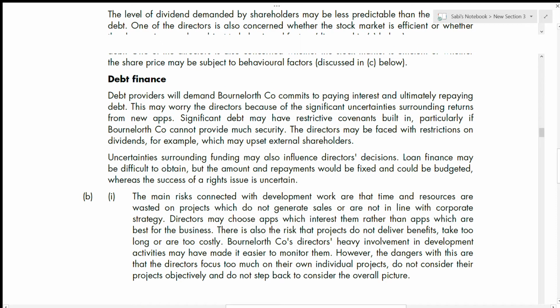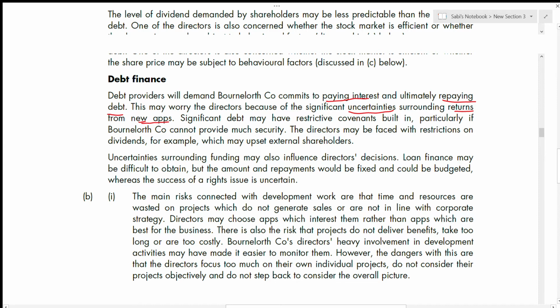So debt providers will demand the company pay interest and ultimately repay the debt. So here you have to pay the interest, you have to repay the debt. Biggest disadvantage: this may worry the directors because of the significant uncertainties. There are uncertainties surrounding returns from new apps. You don't know how much returns you will get from new apps. If you take the loan, will you be able to pay back the loan with the returns from the apps?